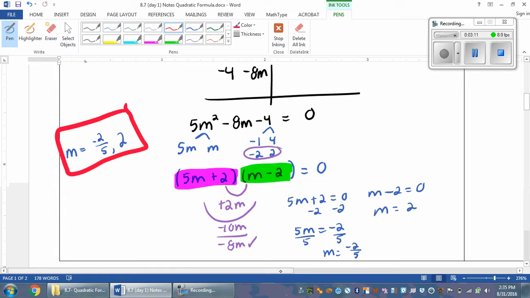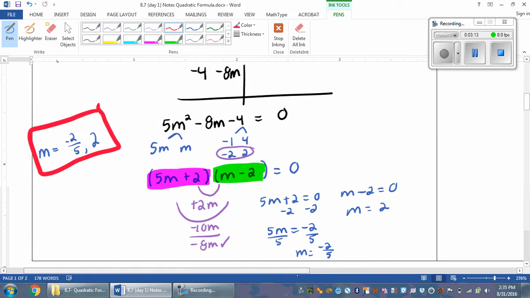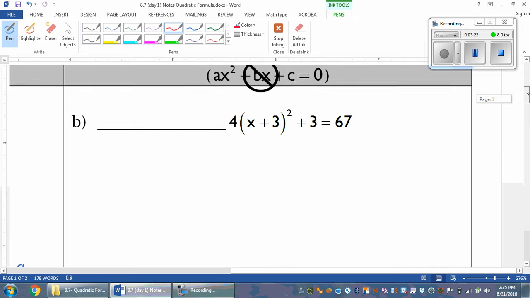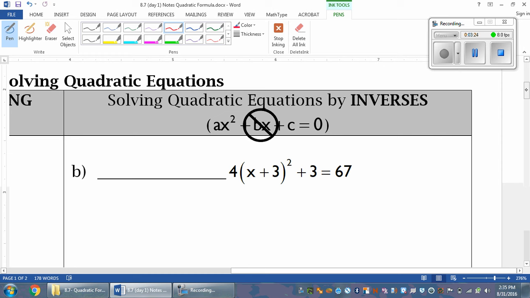Then in the last video, we practiced solving using inverses. We're going to be working on solving using inverses. Remember square roots. Remember, we looked through this. We determined we're using this method if we do not have a linear term, or if you have parentheses. If you notice, we have parentheses, so I know I'm going to use square roots.